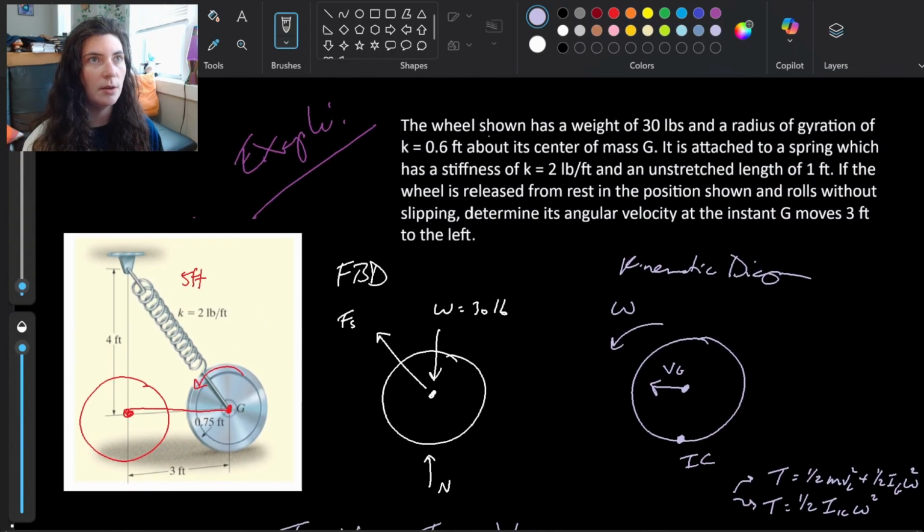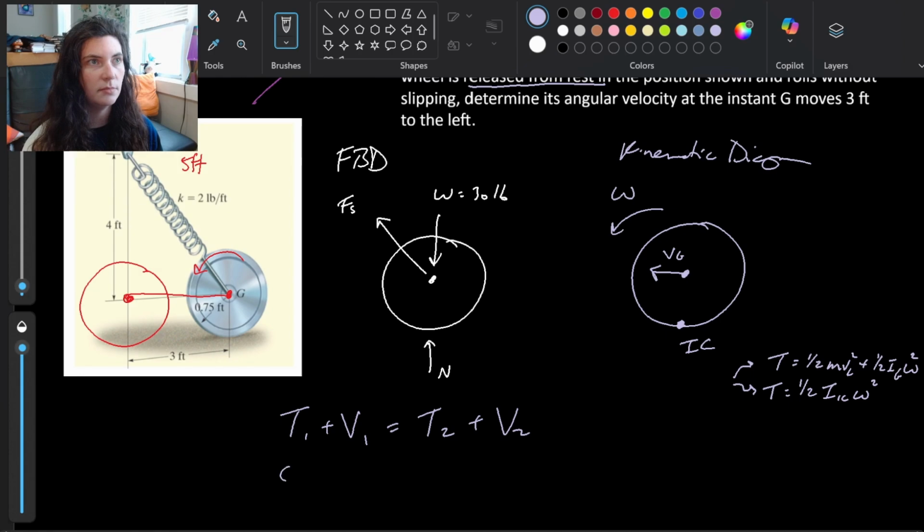Let's look at our prompt here. Do we have an initial velocity or an initial angular velocity? The wheel is released from rest. So that tells us there's no initial kinetic energy. That's easy enough. That one's 0.